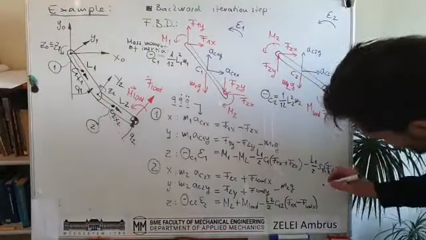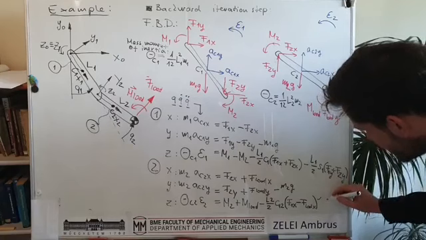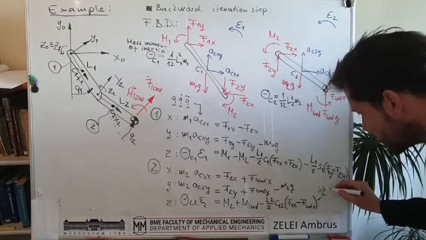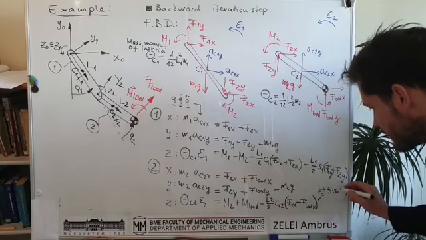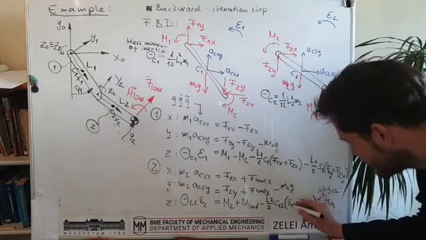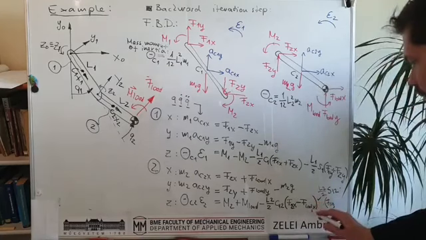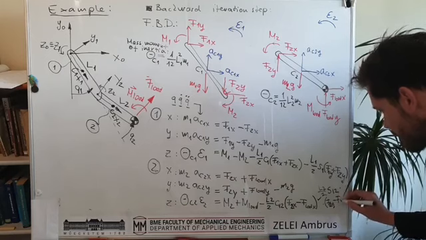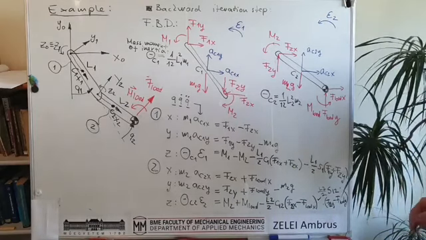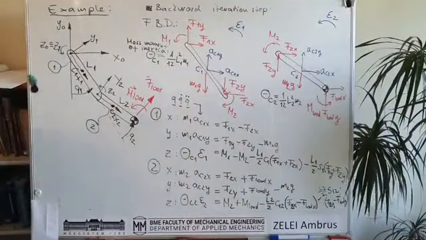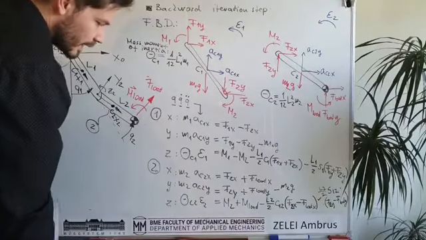I am running out of space, so this is minus L2 over 2 times sine Q1 plus Q2 times this is F2x minus the loading force, and this is F2y minus the loading force in the vertical direction. Sorry, this is a bit small here, but you can find it out. This is just the torque, the moment of the forces acting on the center of mass.